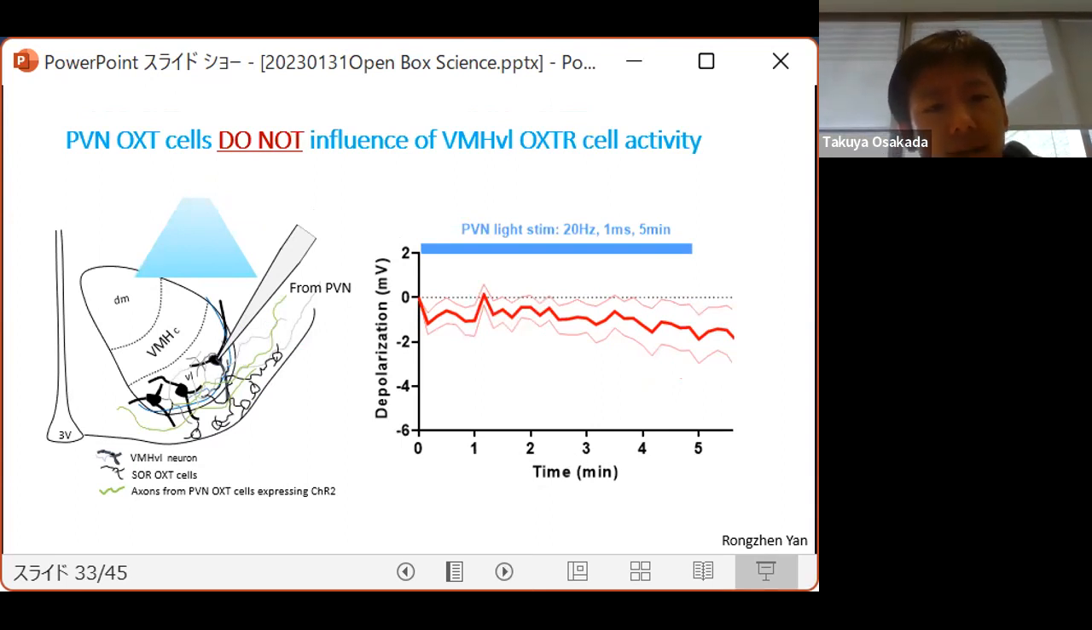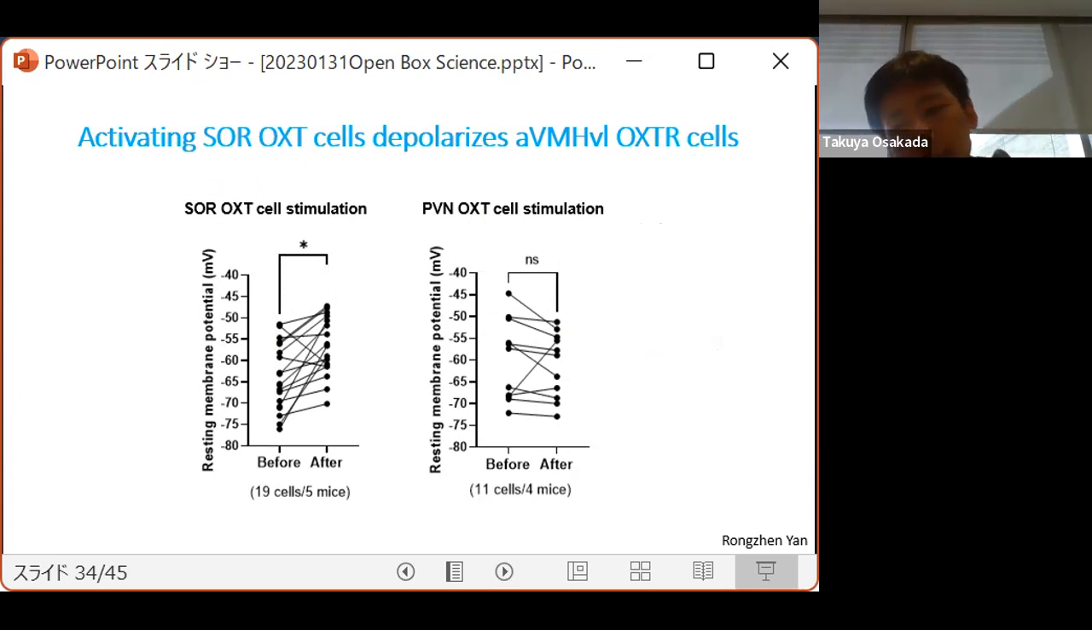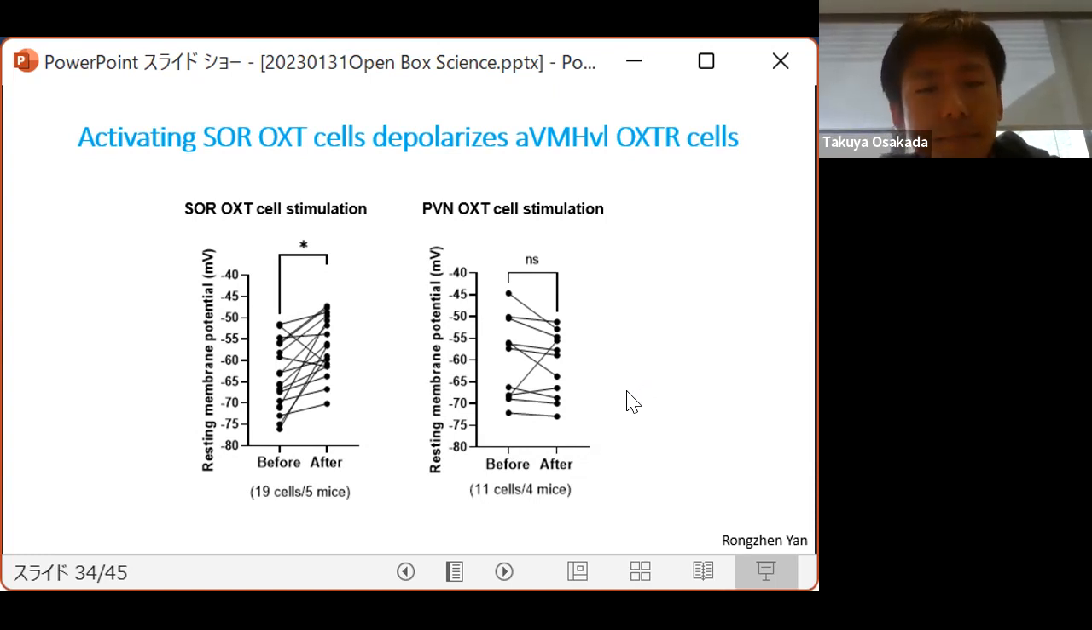So we performed the same paradigm. The ChR2 virus was expressed in the PBN, and we patched cells from the anteroparietal BMHBL. When we shine the light, there was no depolarization, even though there is optogenetic activation with blue light. Here is the quantification. Those two data suggest that the SOR is a potential supplier of oxytocin for the oxytocin receptors in the anteroparietal BMHBL, but the PBN is not.